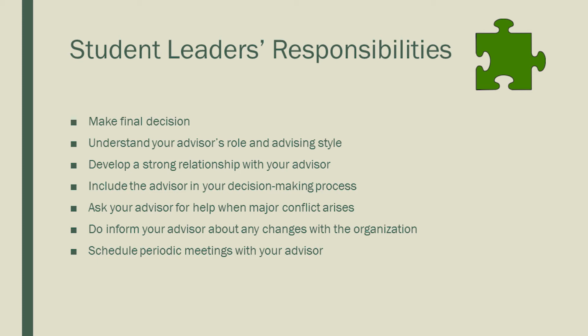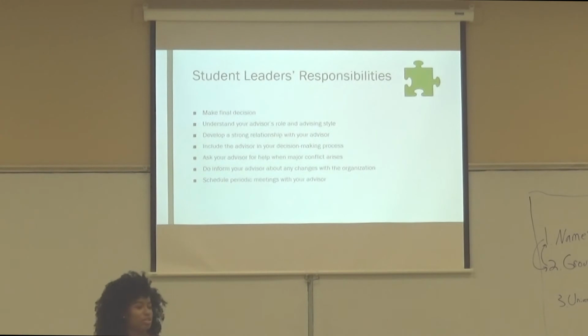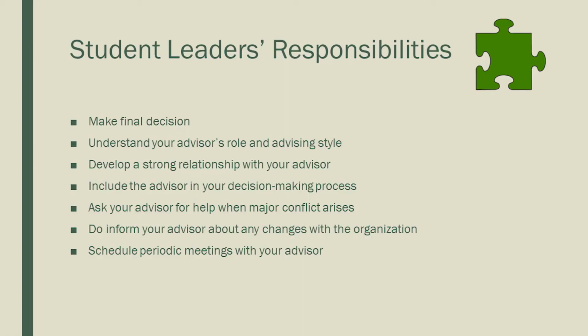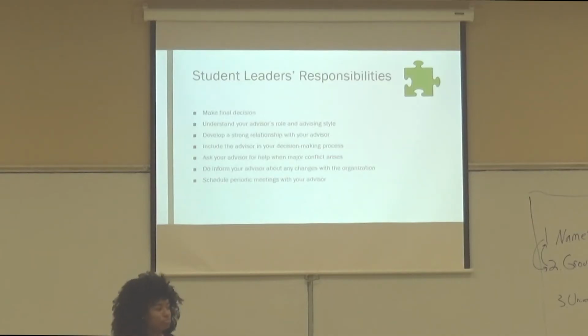Inform your advisor about any changes with your organization. So if you are wanting to meet every week, let your advisor know so that they can adjust to your schedule if they're wanting to be there every week, or if they don't think that that's a good idea, they can voice that as well. So just keep them informed about any changes that you're wanting to make. Schedule periodic meetings with your advisor. This is again to foster that relationship that you have with them, and so that they can know what is going on and they can stay consistent with your organization.